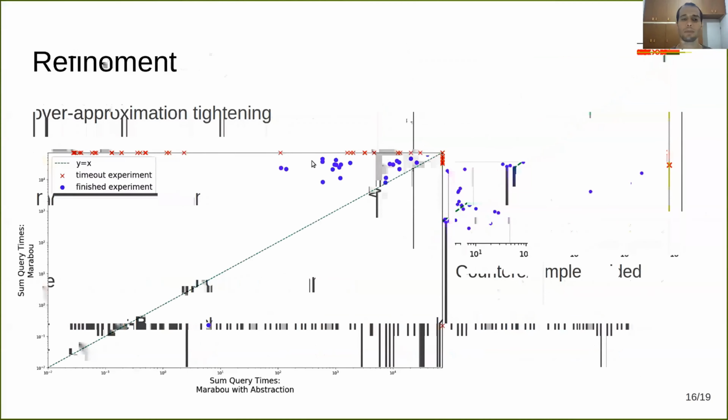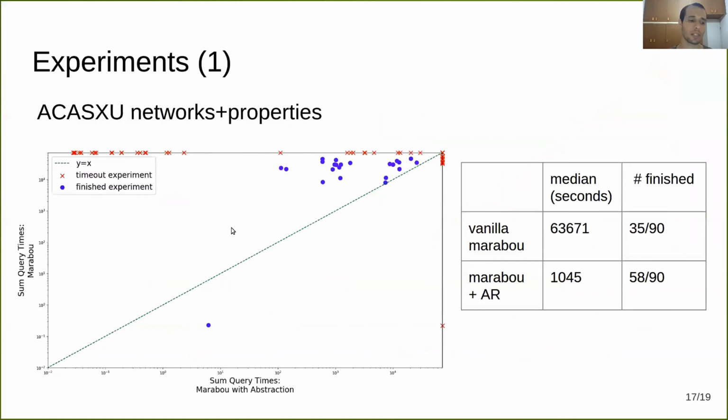So, experiments. In our experiments, we used Marabou as the verification tool. Marabou is an implementation of ReLUplex, which is a state-of-the-art verification tool. And we use ACAS Xu networks and properties. ACAS Xu is a drone collision avoidance system that is under development by the FAA. And the properties were defined by domain-specific experts.